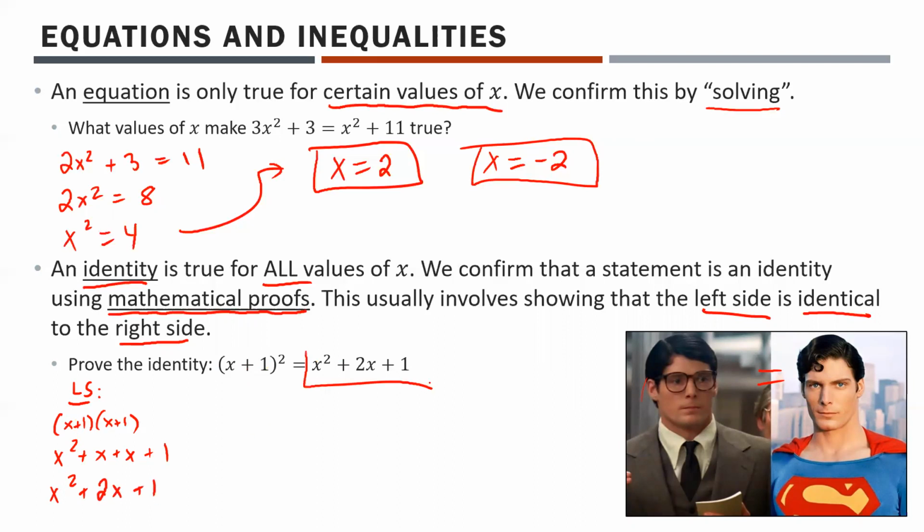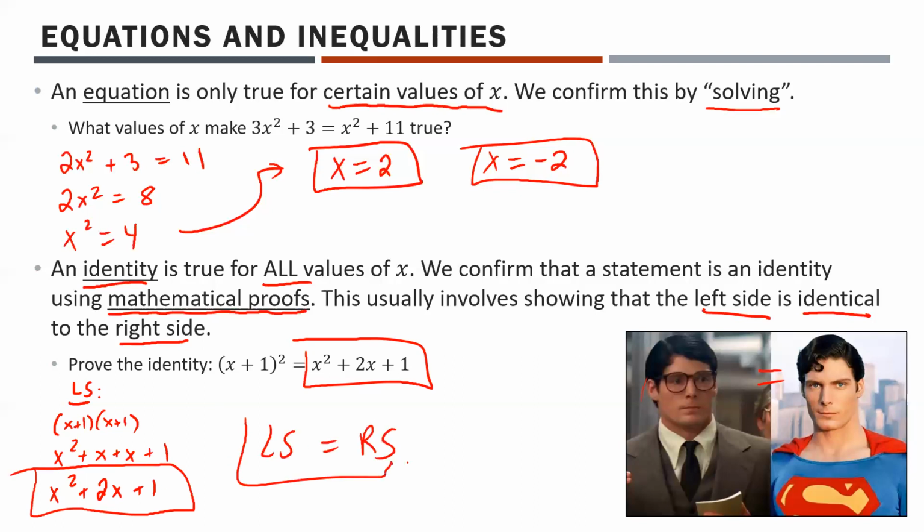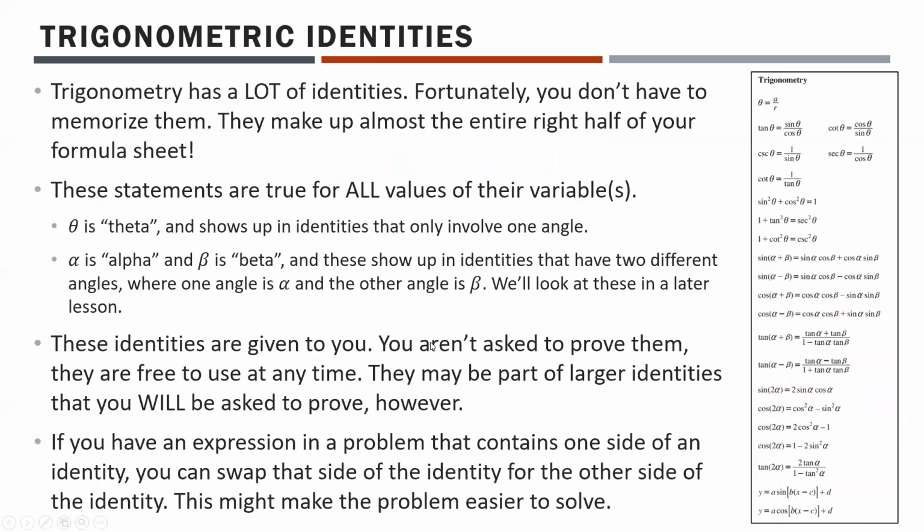And what do you know? The left side and the right side are equal to the same thing. So we could say LS equals RS. We've just proved an identity. That was all there was to it. That, of course, is a very simple example, relatively speaking, but that's generally the idea of how we prove things.